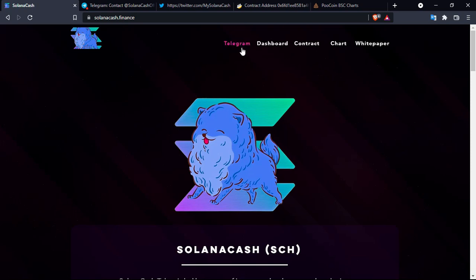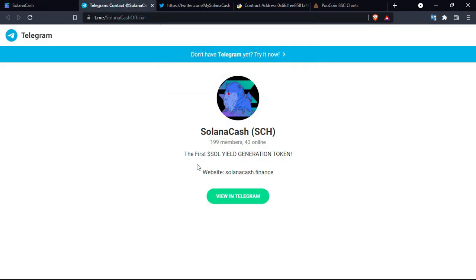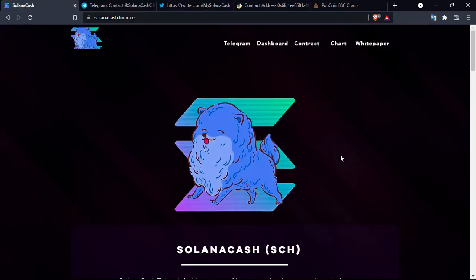You have these buttons that you can click on, but the dashboard is not yet working, so even if you click on it, I'm clicking on it right now and it doesn't work. Maybe in the next days. You have the Telegram, of course it will lead you to the Telegram group, which contains more than 119 people, more than 40 of them are online. You will always have someone to chat with, talking about the project.